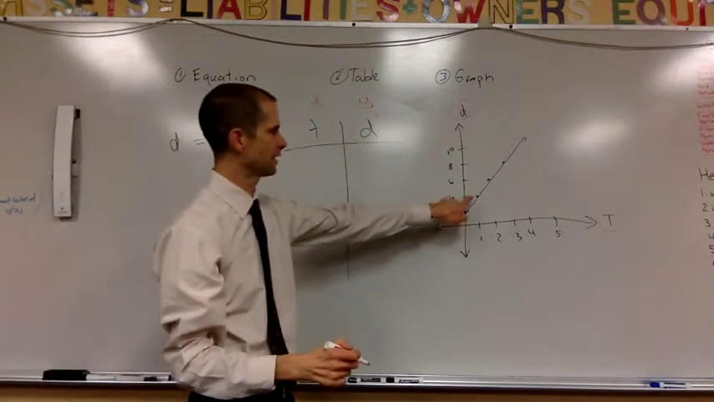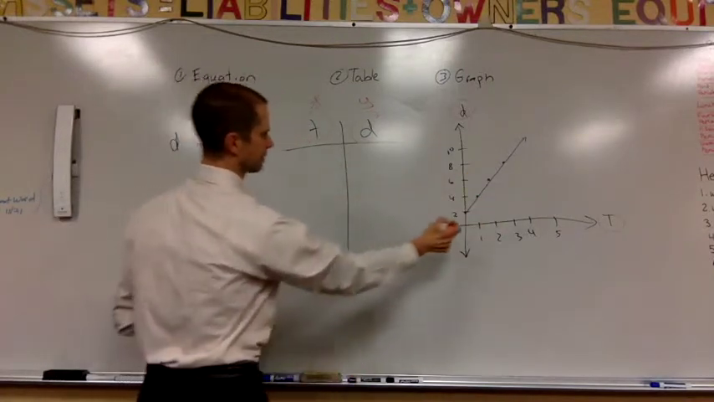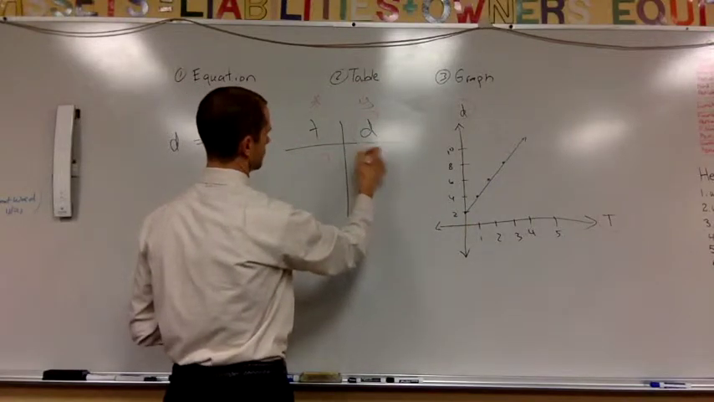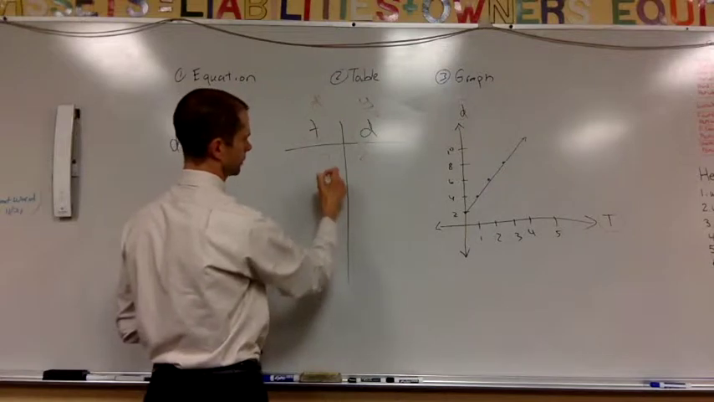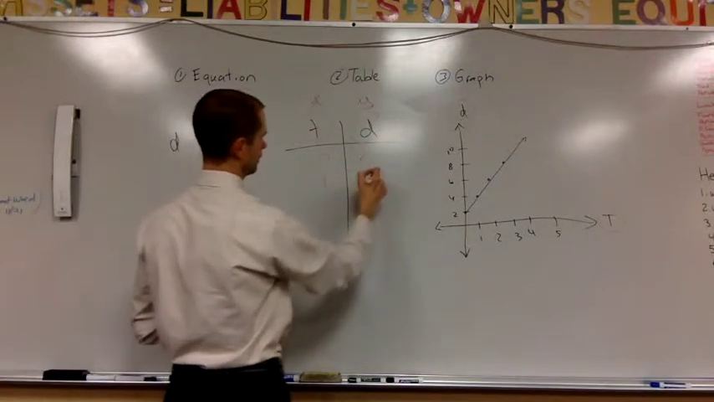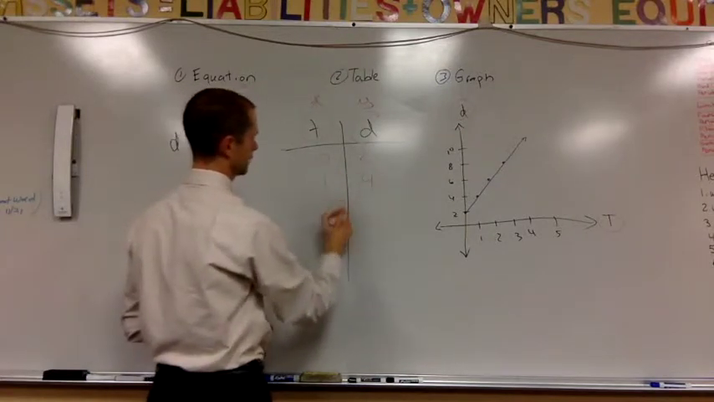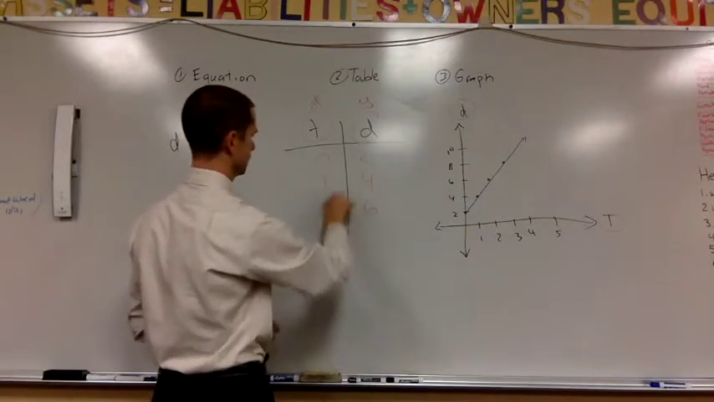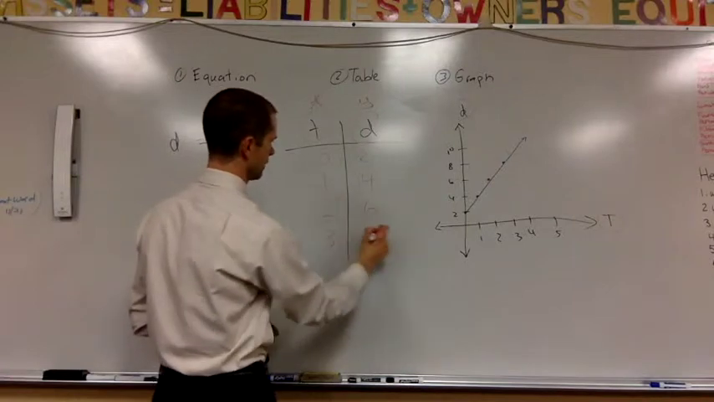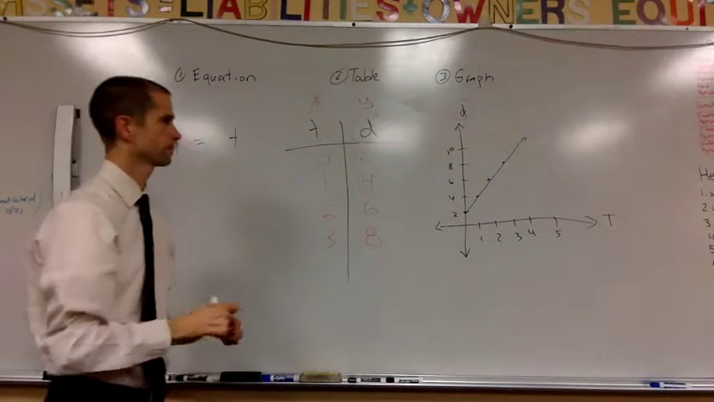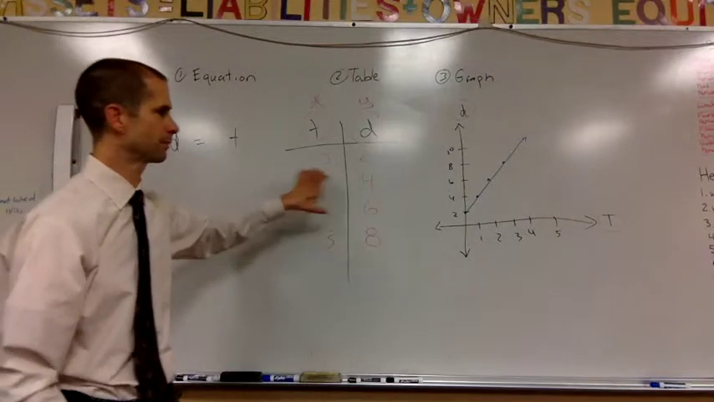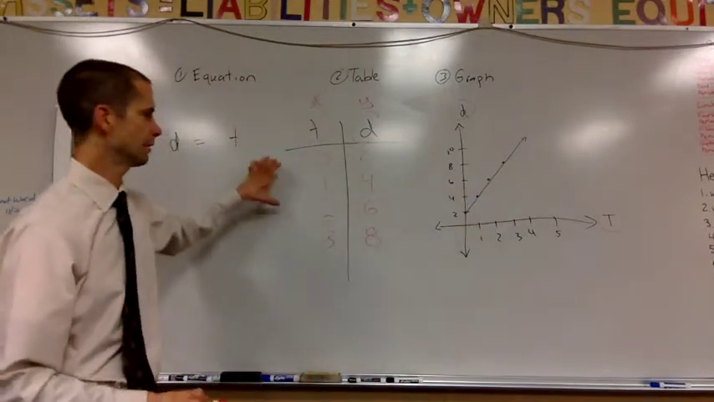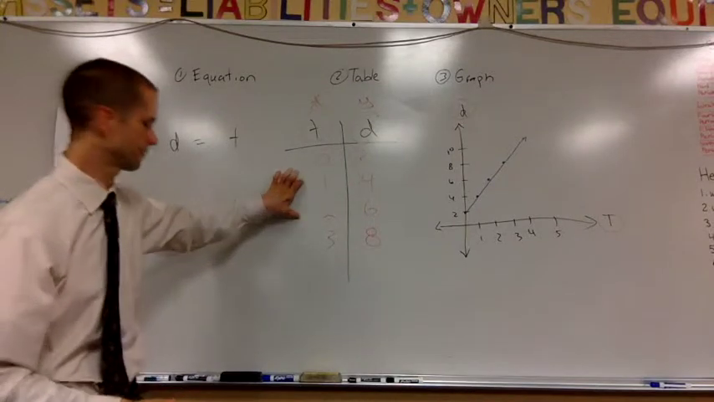And then we simply fill in the points that were given to us on the grid. So t is 0, y is 2, or d is 2. And then we have 1 and 4, 2 and 6, and 3 and 8. So to create our tables, simple. We just look at the plotted points, and we write the ordered pairs on our table.